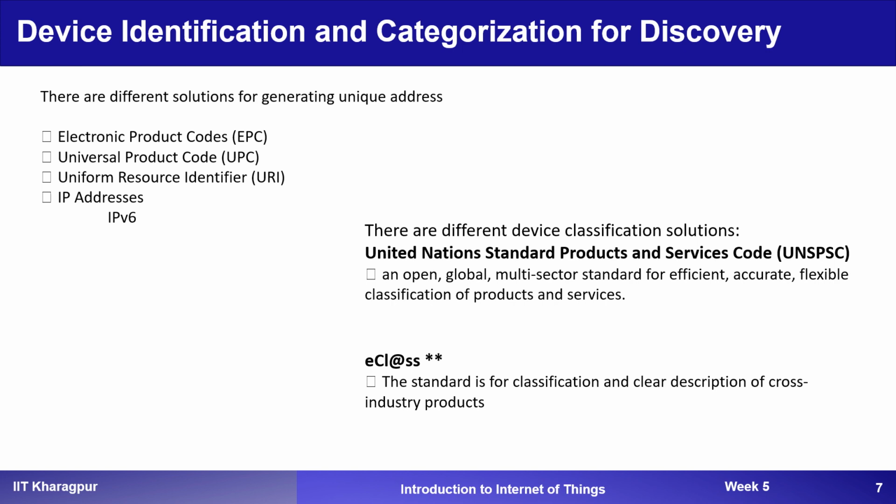Device identification and categorization, there are various methods that can be used. So the solutions which are present for generating unique addresses for each device, with the help of which these devices can be identified, are your electronic product codes, universal product code. Third one is your uniform resource identifier, that is your URI, and you can also do this with the help of your IP addresses. So you can assign unique IP addresses to each of your devices, and with the help of which you can identify those devices. Now these are for providing identity to the devices.